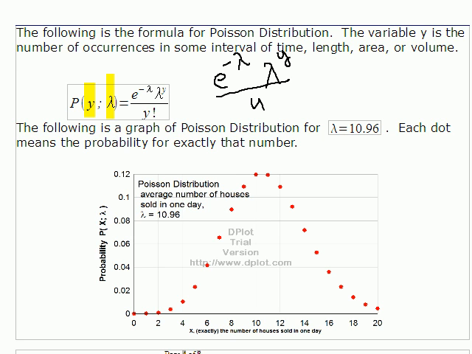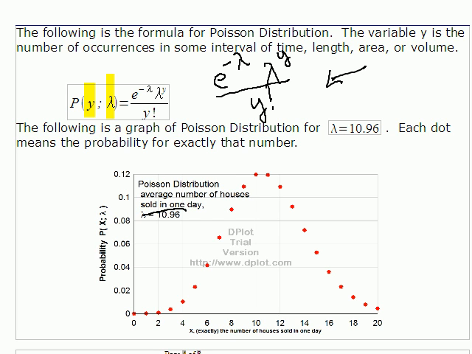divided by y factorial. Now all that can be done, of course, on your calculator. You have to remember to use the parentheses to get that negative lambda. It's not a very hard formula to do, but in the homework I think I just gave you questions that involved using R, and I'll show you how to use R in a minute. So here is the formula for the Poisson distribution, and this is a typical graph.